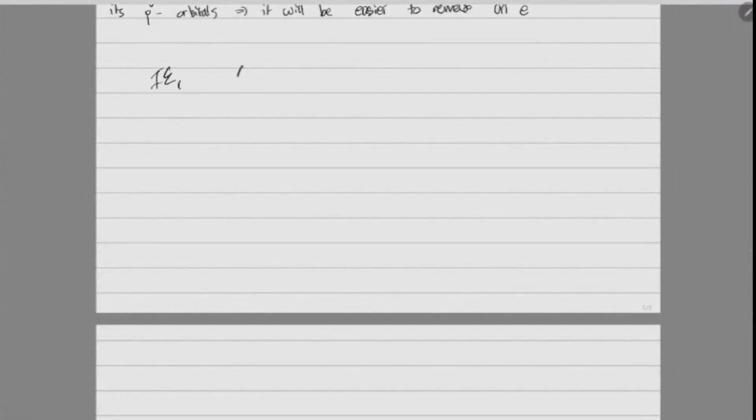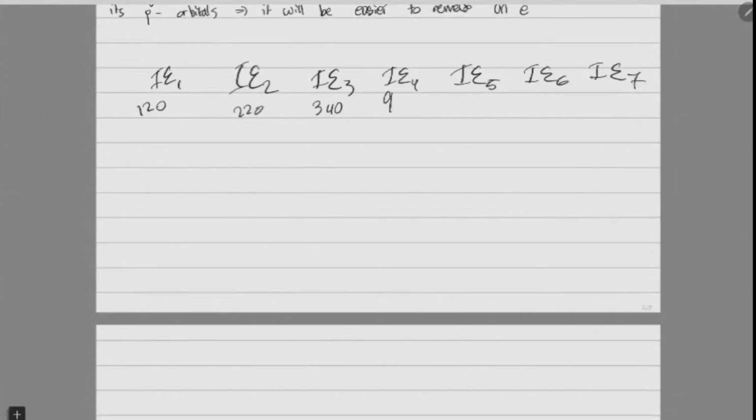IE1, IE2, IE3, IE4, IE5, IE6, IE7: 120, 220, 340, 950, 1070, 1190, 1670. These are ionization energies.